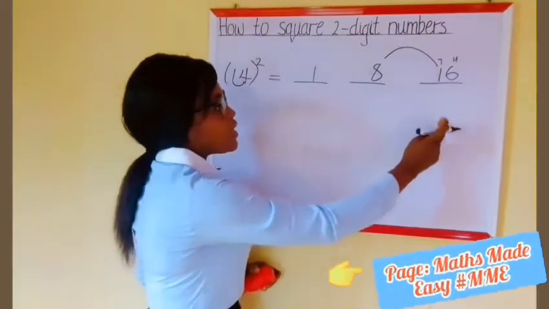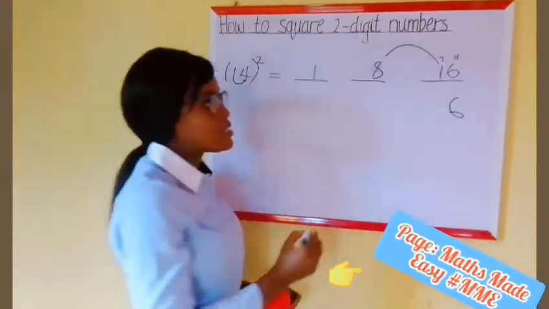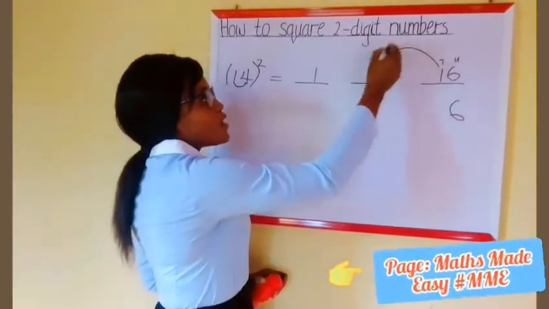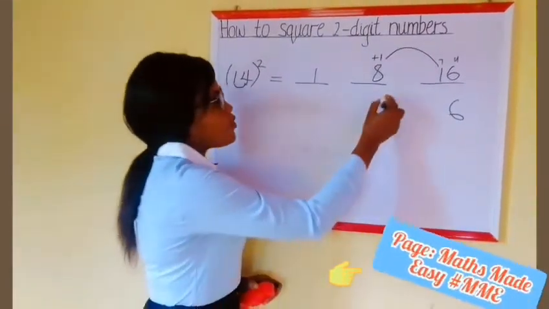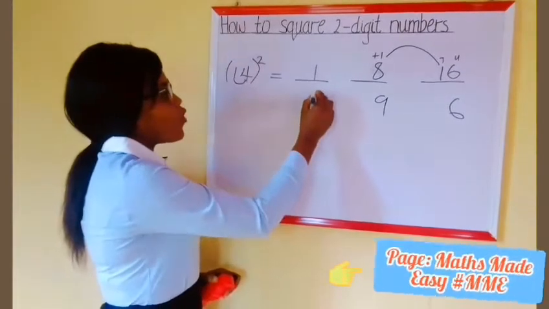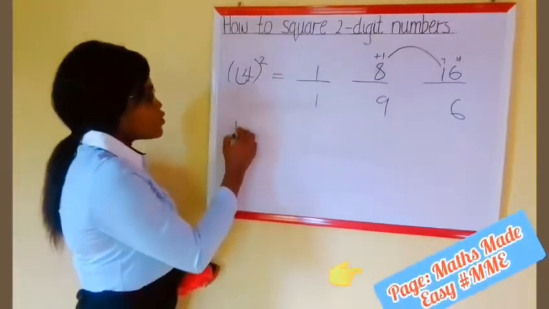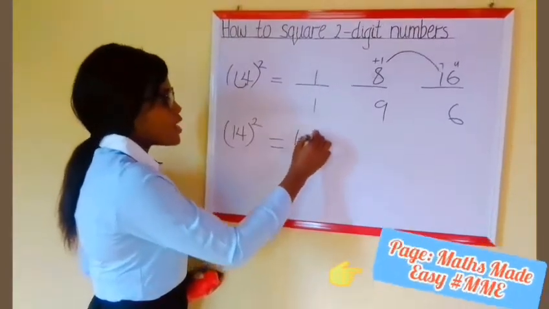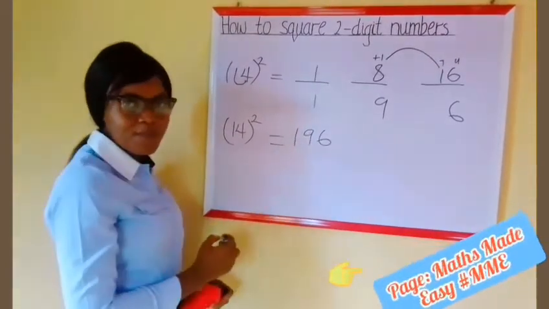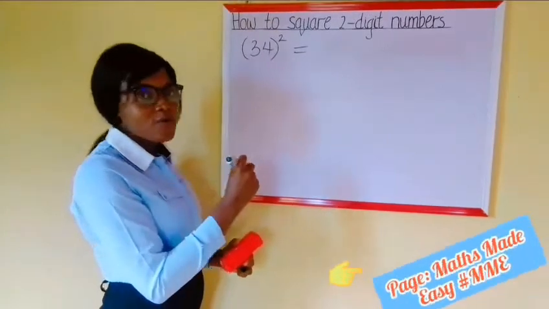Now watch this. The unit of our answer here is 6. So you write 6. We are carrying 1 over to this. So 8 plus 1 will give us 9. You write 9. Then you bring down your 1. Therefore, the square of 14 is equal to 196.